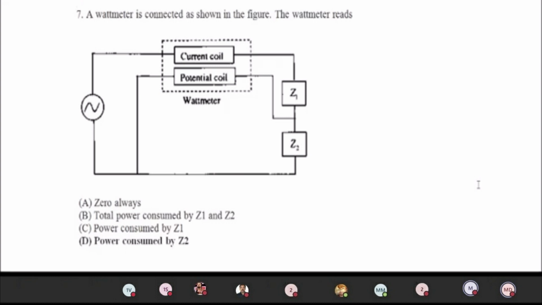So for this, we have the general formula, power is equal to V into I. If you see the current, the same current is going to flow through Z1 and Z2, so there is no change. But if you see the potential coil, it is connected across Z2 and supply. So we can directly give the answer by seeing the diagram. The power consumed by Z2 is the wattmeter reading.